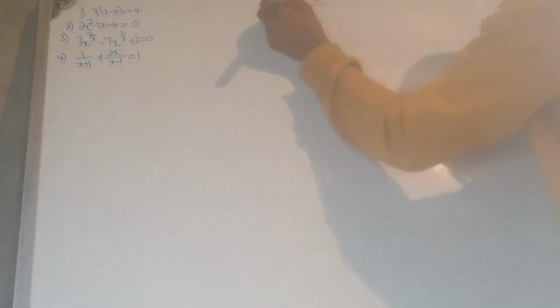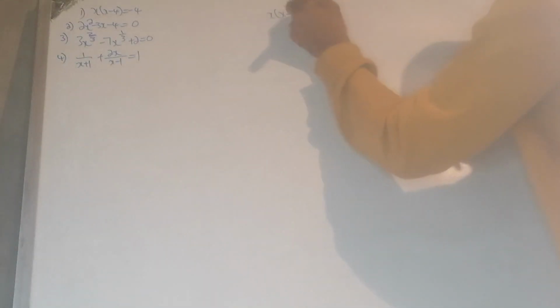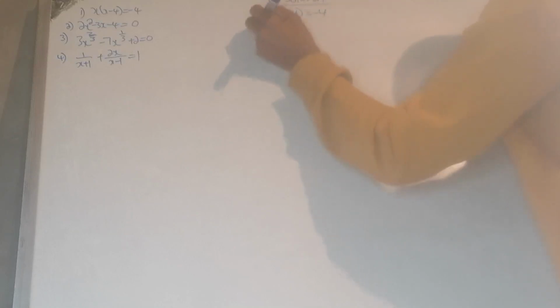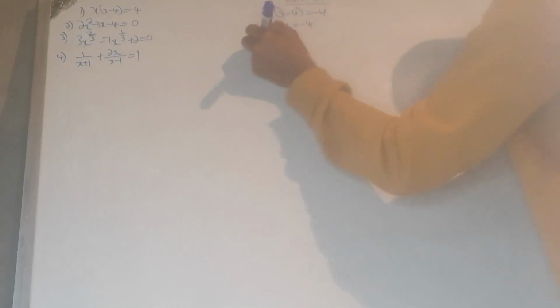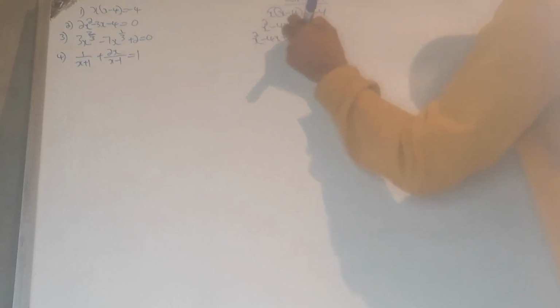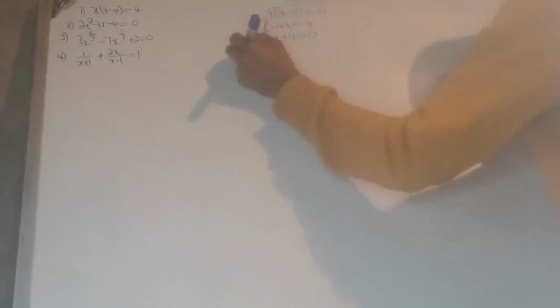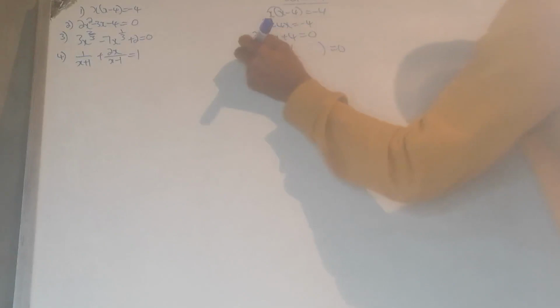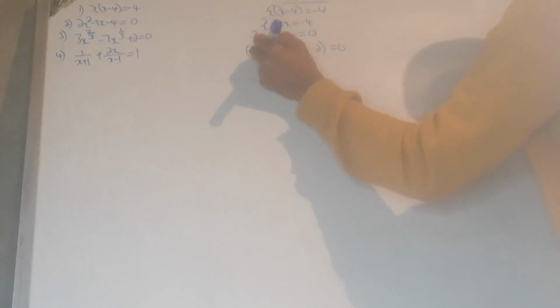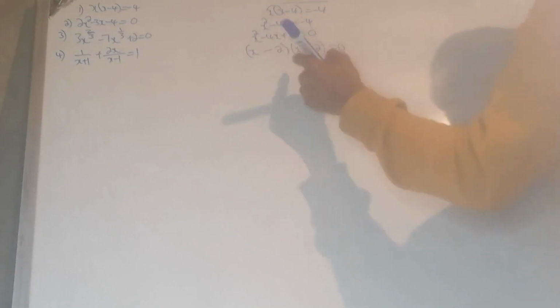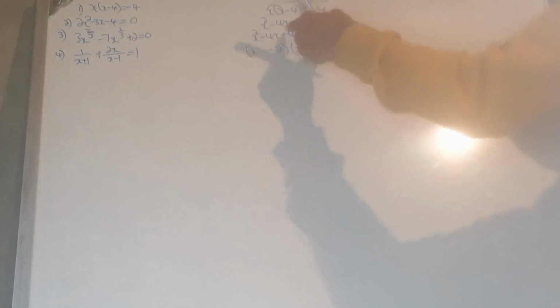Let us go to the first one. It's x² − 4x. Using the distributive law, we get x² − 4x, and it equals −4. That is fine. x² − 4x + 4 = 0. And then I will try to factorize this in the brackets, 2 and 2. The bigger number takes the sign of the middle term. There's no bigger number, but −2 times −2 is 4, and −2 − 2 is −4.